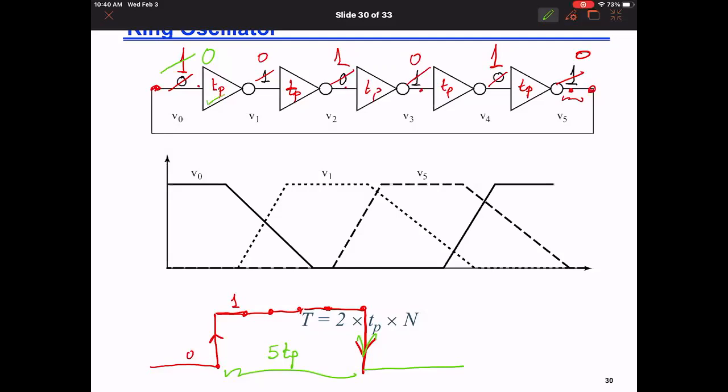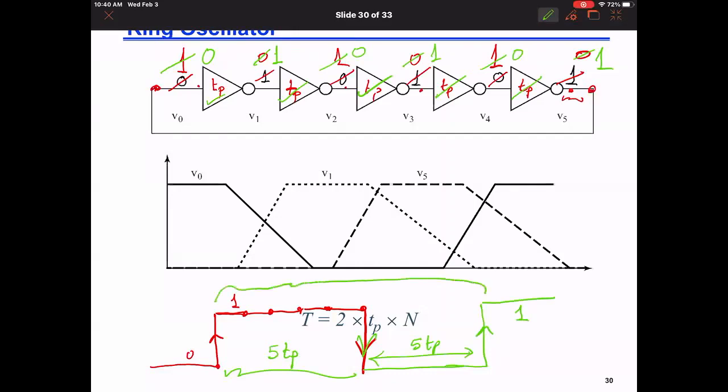Now let us start counting again. This is the first TP, the 0 will propagate, give me a 1. This is the second TP, this will propagate, will give me a 0. The third TP, this will become a 1. Fourth TP, 0. Fifth TP, 1. So again, after 5 TP, I flip back to what? 1. What is the period of this clock? 10 TP. No, this drop is only 5 TP. The period of the whole clock, meaning from the first rise to the second rise, is 10 TP.